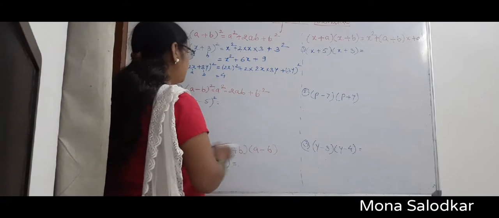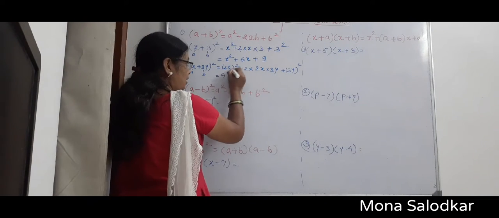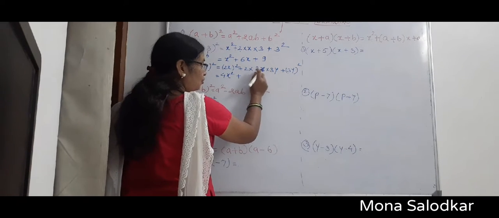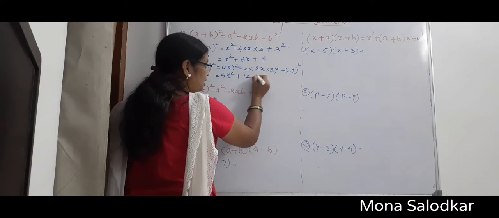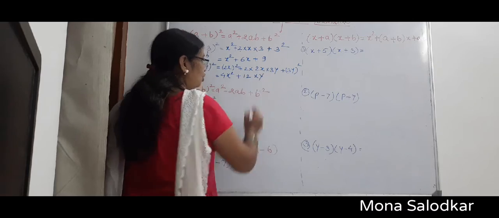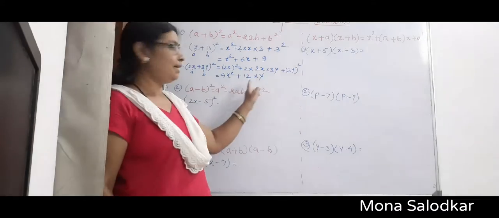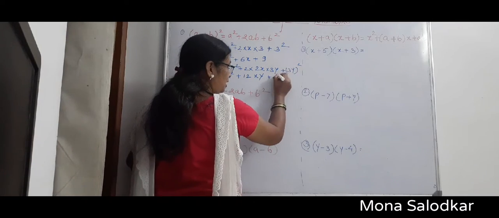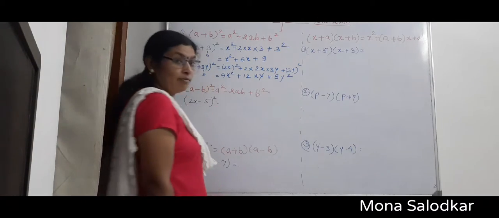Now (2x) square means 4, 2 square 4 and x square x square. Now here 2 2s are 4, 4 3s are 12. And what is the variable here? x and y. You have to multiply numerical first and then the variables. Now (3y) square means you have to make a square of 3 and also y, that is y square.